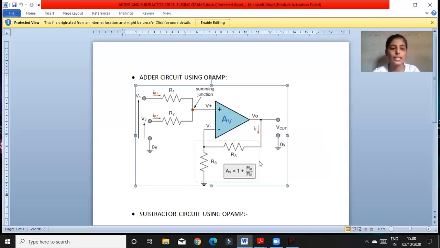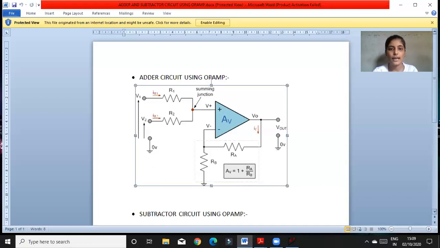So the non-inverting summing amplifier is based around the configuration of a non-inverting operational amplifier circuit, in which the input, either AC or DC, is applied to the non-inverting terminal, while the required negative feedback is achieved by feeding back some portion of the output signal Vout to the inverting terminal, which is shown here. So the gain of the adder circuit is 1 plus RA by R1.